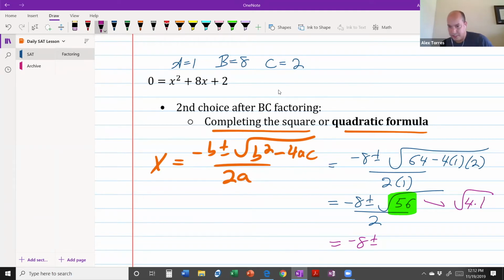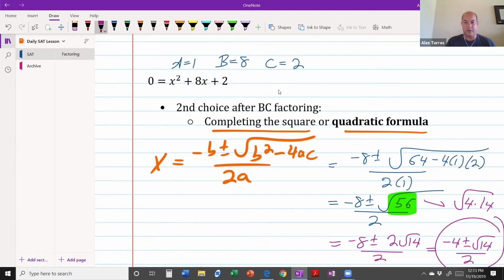4 times 14. So this is the same as 2 root 14 all over 2. And you can divide each of the three pieces by 2. So -4 plus or minus root 14 all over 2. And as ugly as that is, that's the right answer. So on certain questions, we'd see that as one of the answer choices for this situation.